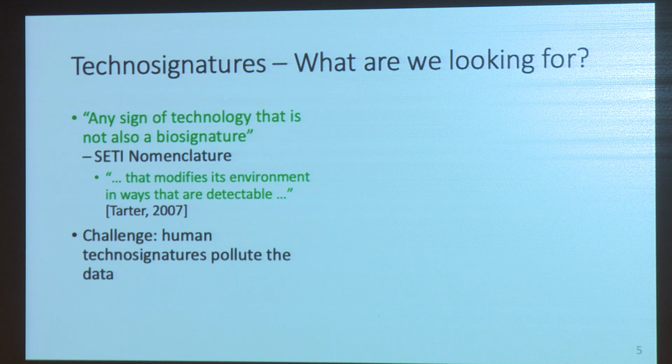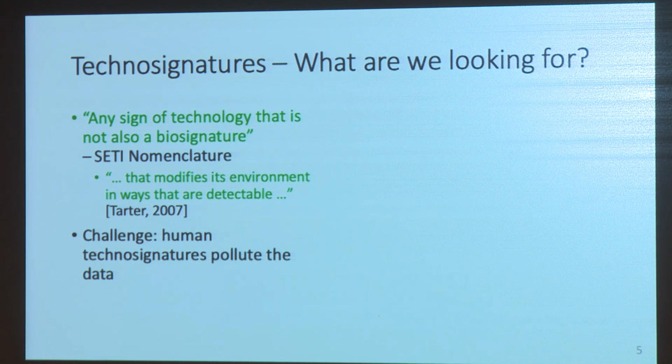I'm trying to not say civilization. So you can define a technosignature as a sign of technology that is not also a biosignature. And Jill Tarter had this additional phrase that qualifies it as something that modifies the environment in ways that are detectable. That's interesting because now a technosignature is not just a thing that happens, but has to also be something that we can detect. Now we are part of the definition. And this makes sense because if something happens so far away we can't detect it, it may as well not exist from our perspective, even if in some cosmic perspective it exists.